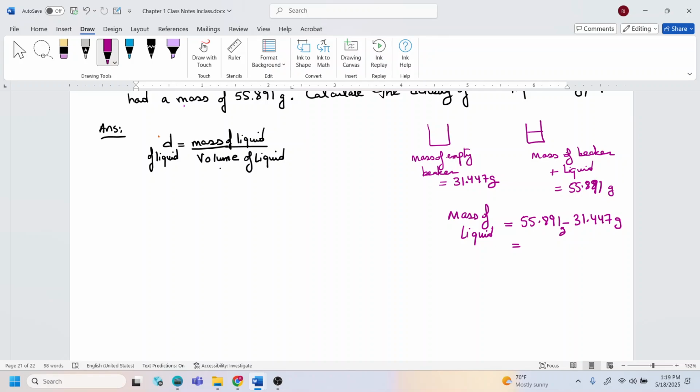Okay, so the answer in this case is going to be 24.444. Just notice that after the decimal point, this is a subtraction. You have three digits after the decimal point, so your answer has to be 3 digits after the decimal point. So we're going to carry this over here: 24.444 grams divided by 20.00 mL, and that is equal to that much grams per mL.